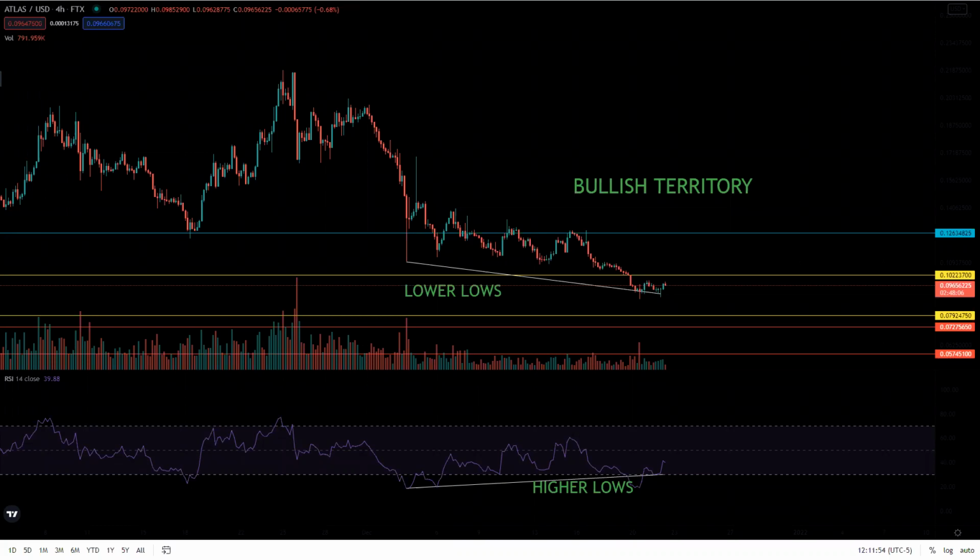We're going to be looking at the Star Atlas coin, okay? This is Atlas slash USD. All right.